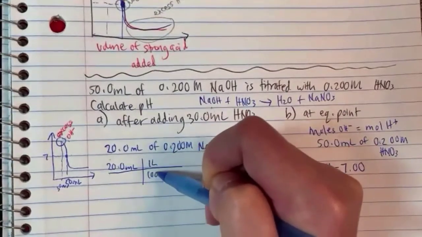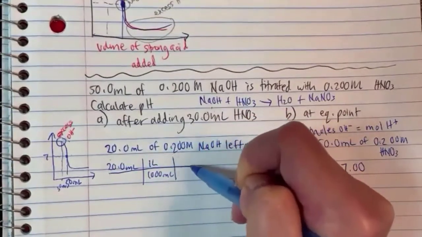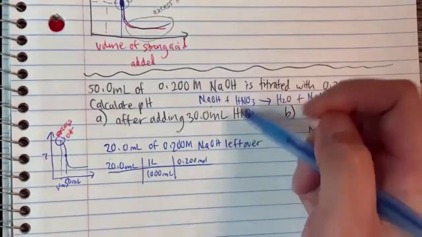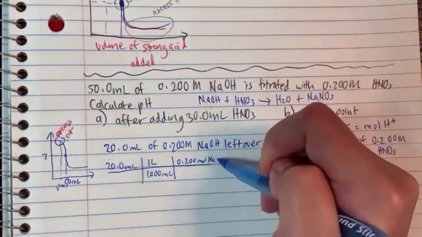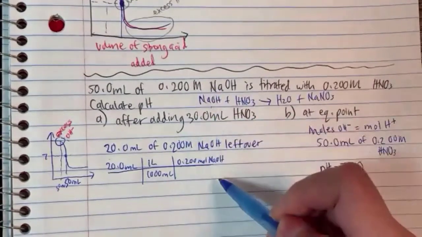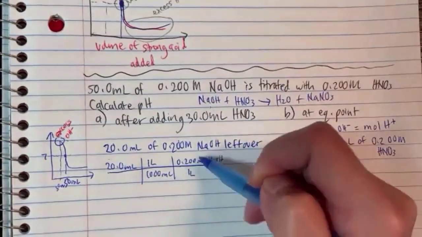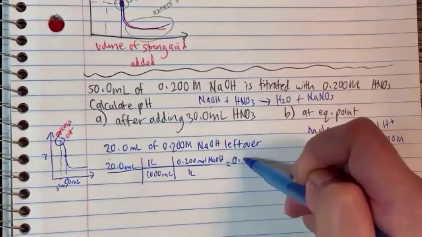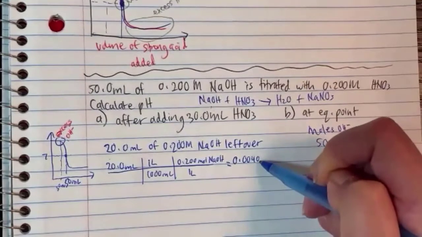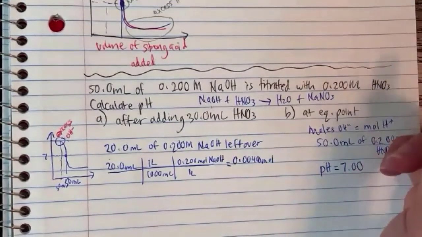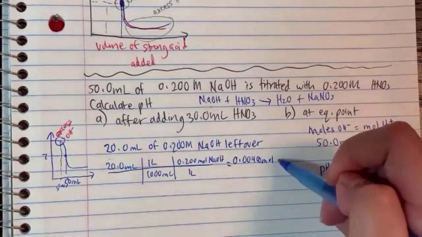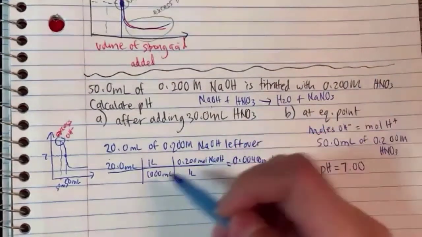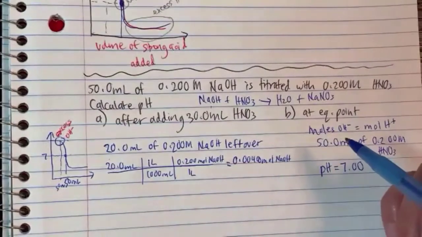1 liter is 1,000 mL. 0.2 moles of NaOH or OH is the same thing, right? So I can write NaOH. And really it's just the moles of OH because Na is the spectator ion. 1 liter, that's from the molarity. I will get the moles here. So this moles is 0.0040 moles. Now, that's not helpful yet, but now I know the moles of hydroxide.